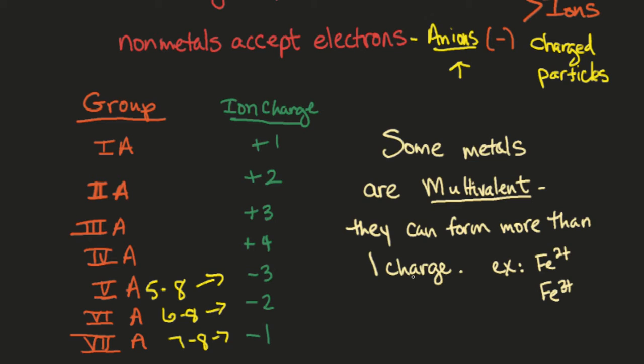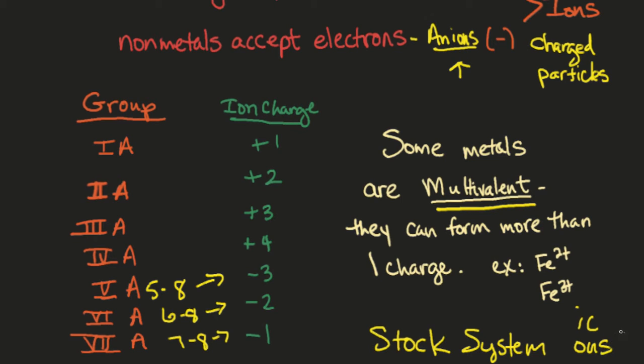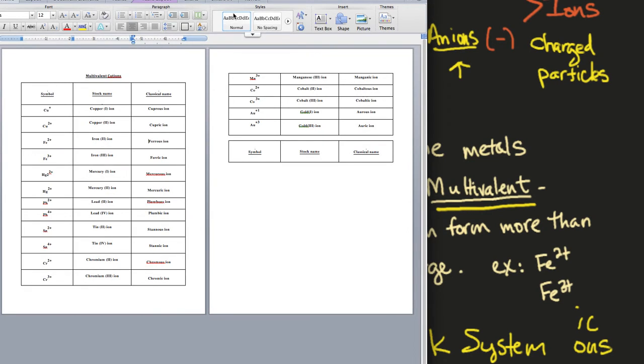Some metals can form more than one charge. They're referred to as multivalent. Okay? An example is iron, which can form a +2 charge or a +3 charge. When naming, we use what's called the stock system, which uses Roman numerals to indicate which one we're dealing with. And there's also a conventional way of naming them, in which we use the "ic" suffix and the "us" suffix. So this table is available on the website.